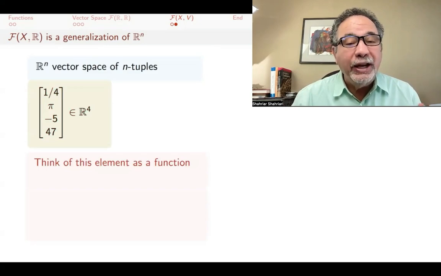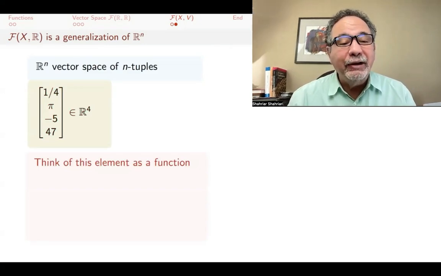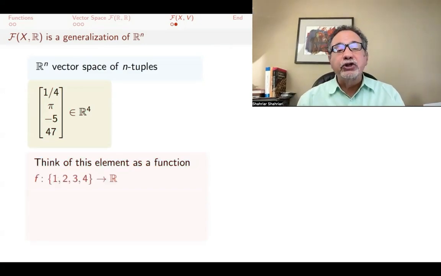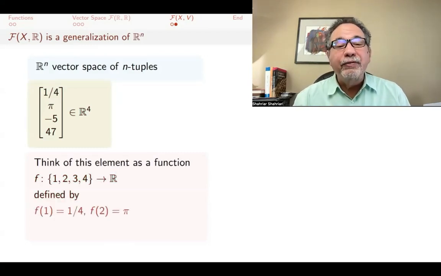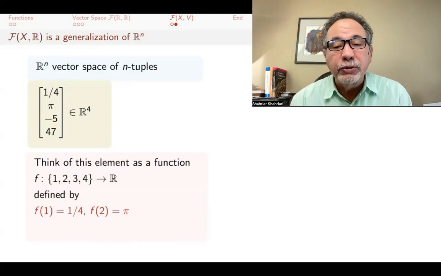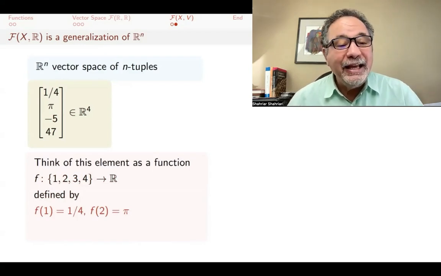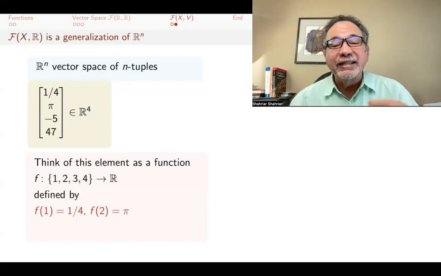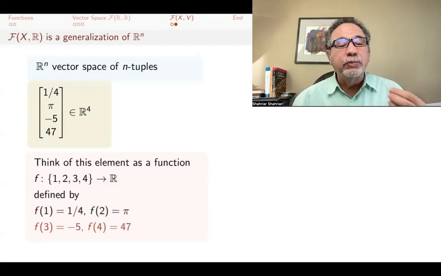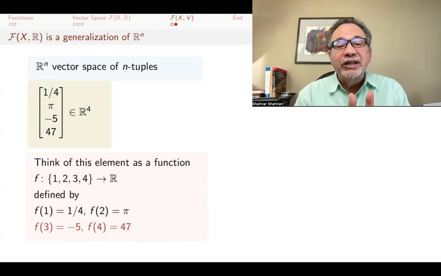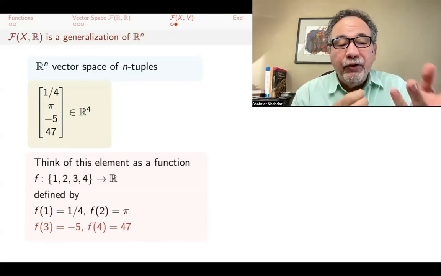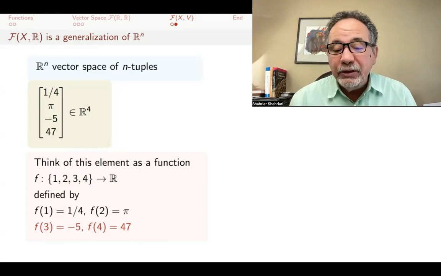And you can think of this one element as a function. And how can you do that? You can think of it as a function that goes from the set {1, 2, 3, 4} to R. This function is defined by f of 1 goes to 1/4. f of 2 is pi. The way I think about that is that in the first position, I have 1/4. In the second position, I have pi. In the third position, I have minus 5. And in the fourth position, I have 47. So this function is actually telling me exactly the same information as that one element of R4.